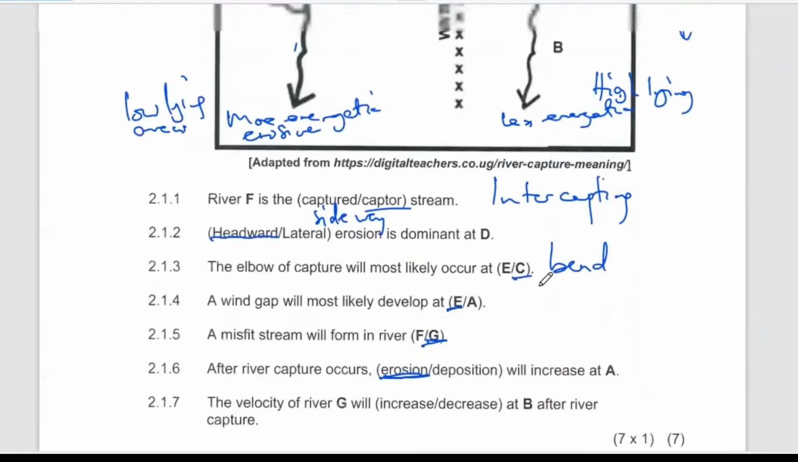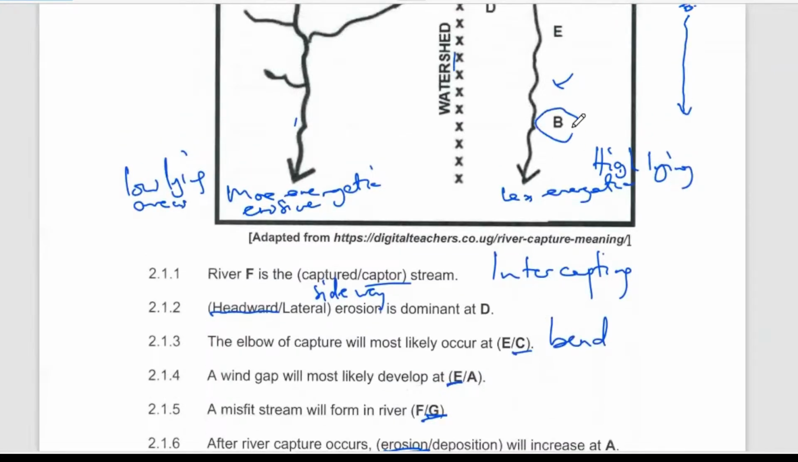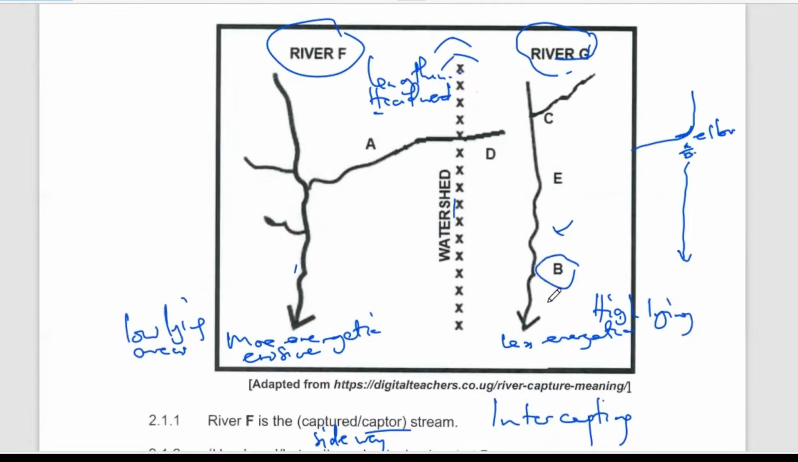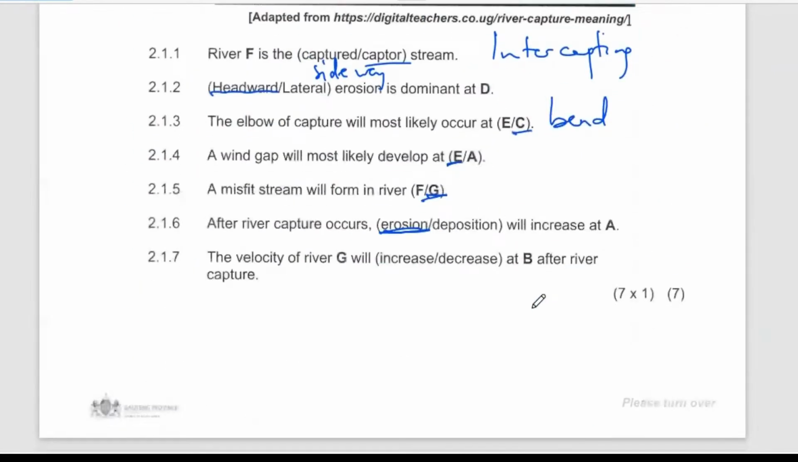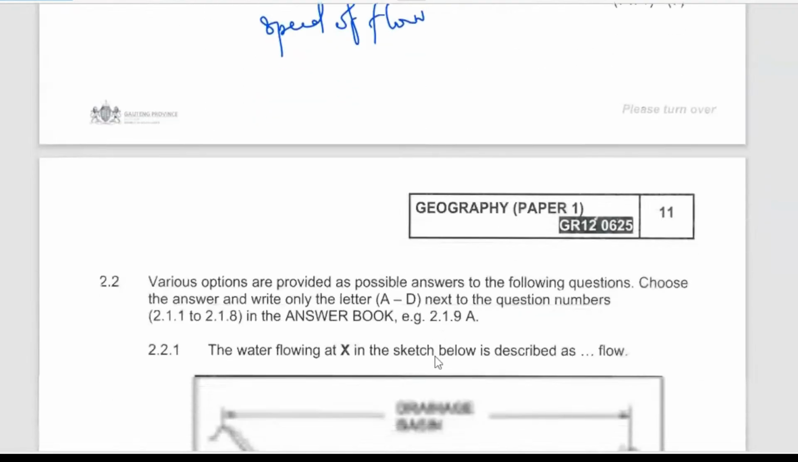Will the velocity of river G increase or decrease after B? At B after river capture, where is B? B is here. There will be less discharge here, implying that the velocity of the river is going to decrease. The velocity is the speed of flow of the river. If there's less discharge, there's less water, so the velocity is going to be less. But if there's more discharge, there is going to be high velocity. Because of stream piracy, that stream has been captured, which implies that it's going to have less velocity because of the less discharge.